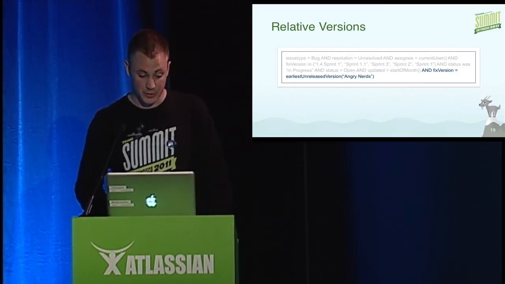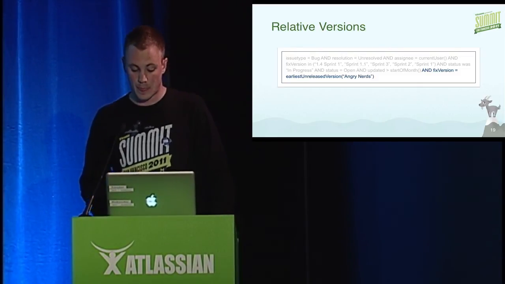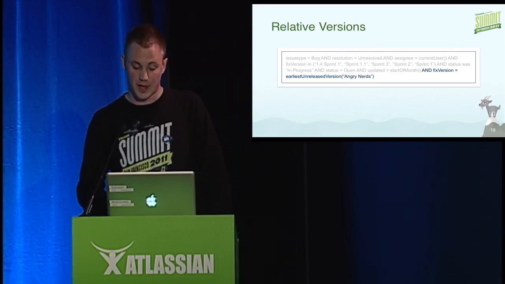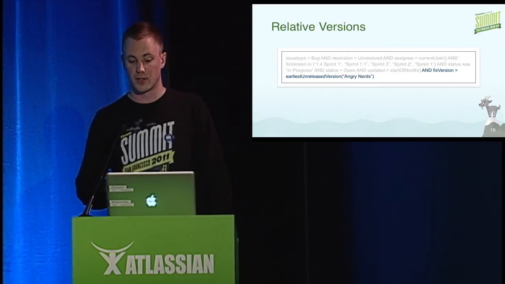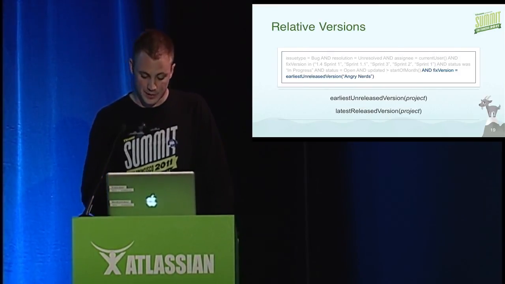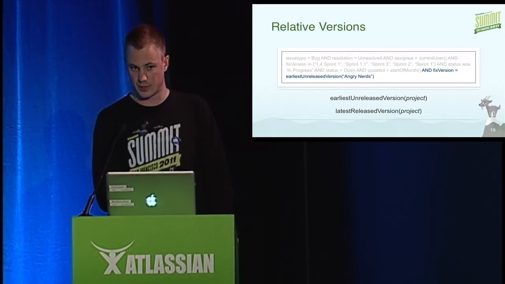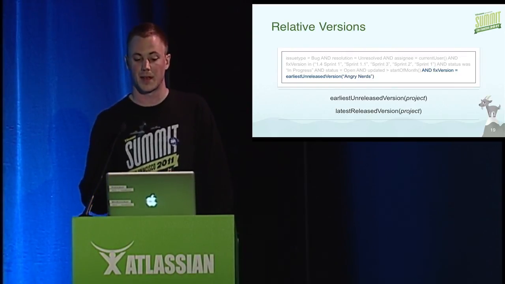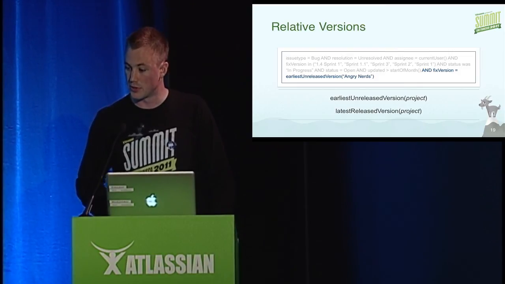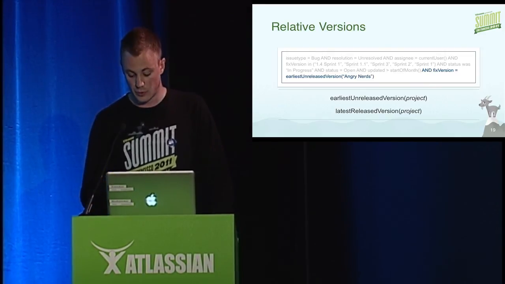And finally, we introduced some relative version functions. So in the example, we're specifying that the fixed version is the earliest unreleased version of the Angry Nerds project. So it's the version that's going to be released next. It's next in the queue to be released. And then there's the equivalent function for specifying the version that was just released in the project. The nice thing about these is that they update every time you release a version. So you just set it and put it on your dashboard, and then it'll automatically update whenever your project does.